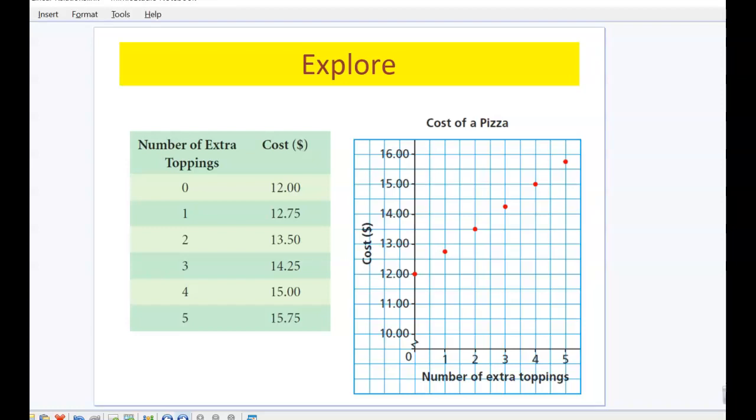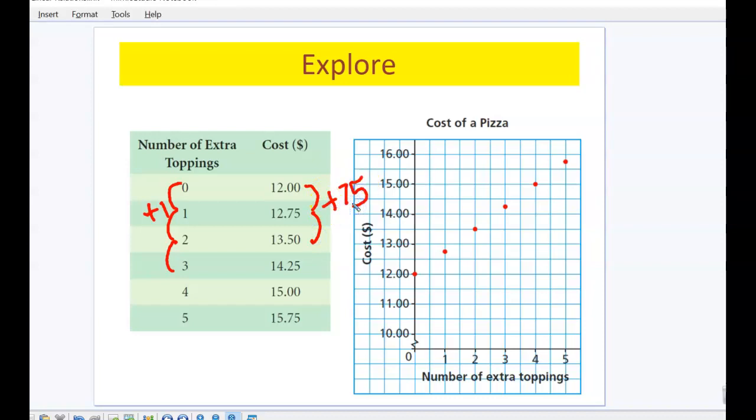So for 0 extra toppings, the pizza costs $12. And then for 1 extra topping, it's $12.75. For 2 toppings, it's $13.50. For 3 toppings, it's $14.25. And you notice that my domain, which is the number of toppings, has a constant change of +1. And for my cost, which is my range value, there's a constant change of 75 cents.